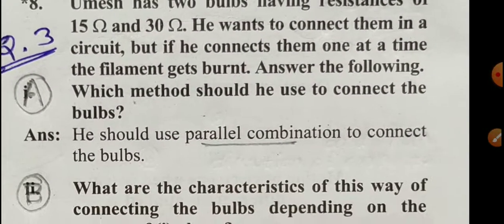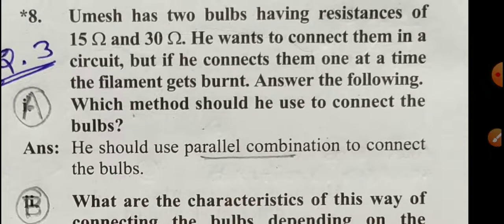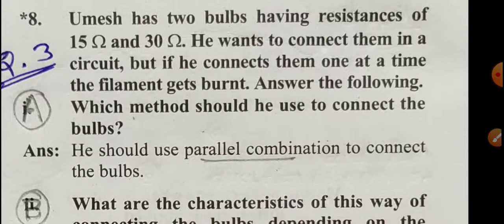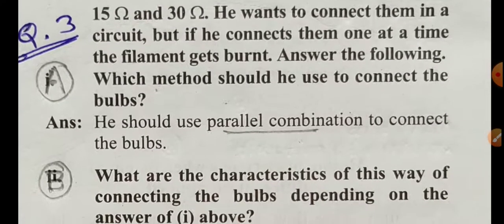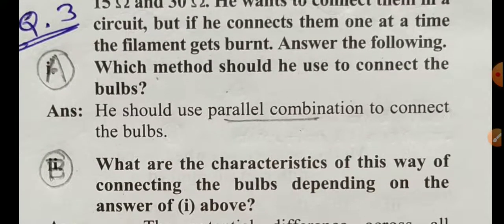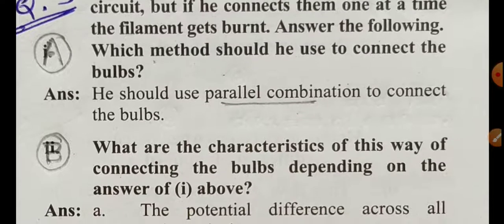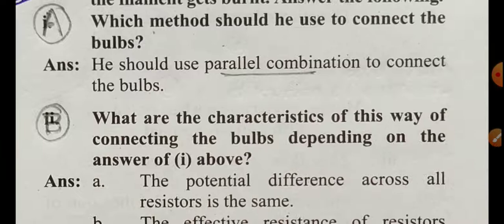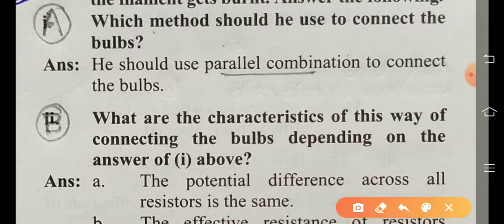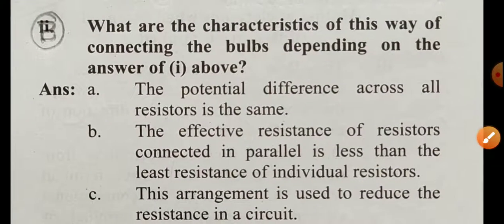Now Umesh has 2 bulbs having resistances of 15 and 30 ohm. He wants to connect them in a circuit, but if he connects them one at a time, the filaments get burned. Answer the following. First sub question, which method should he use to connect the bulbs? The answer is what? You write in a full sentence. The answer is parallel combination.